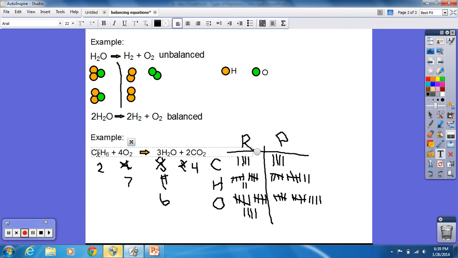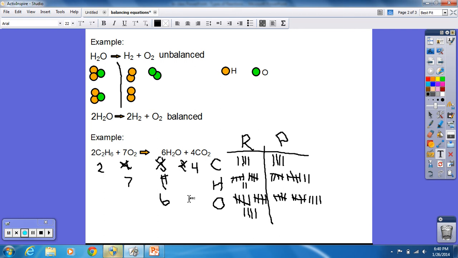And so here I would say, whoops, I've got 2 dicarbon hexahydride, or ethane is the other way you would say that. I've got 7 oxygen gas. I've got 6 water molecules, and I've got 4 carbon dioxide. So that one's obviously a lot harder than the example above. It really depends on the equation. Some of them are going to be easy, some are going to be hard, but if you notice, it's just following a pattern and going back and forth from reactants to products, comparing element to element.